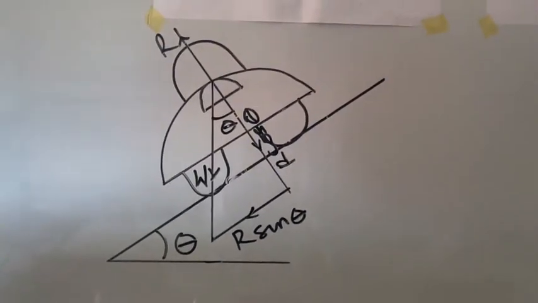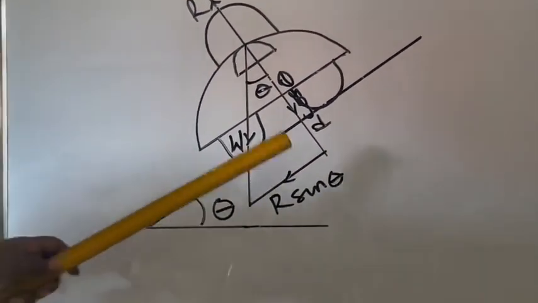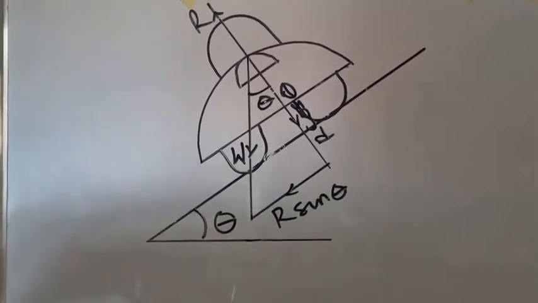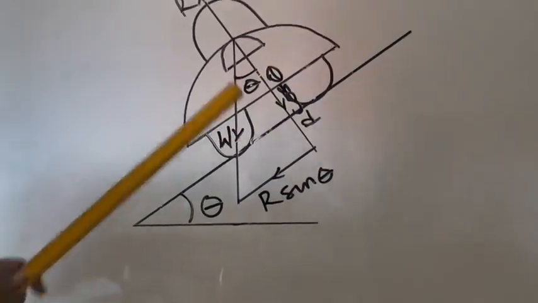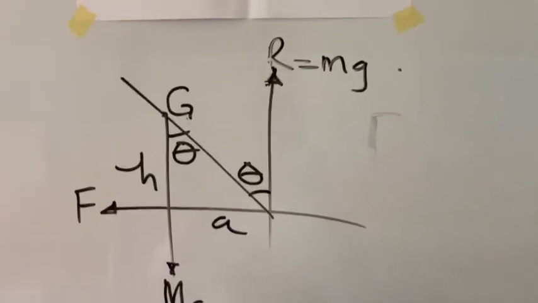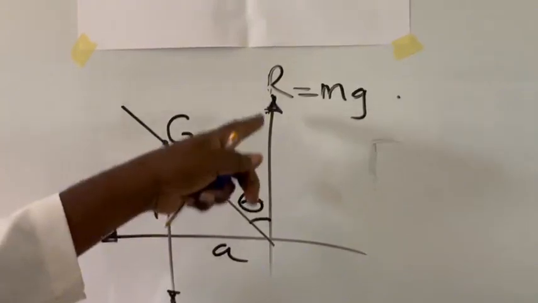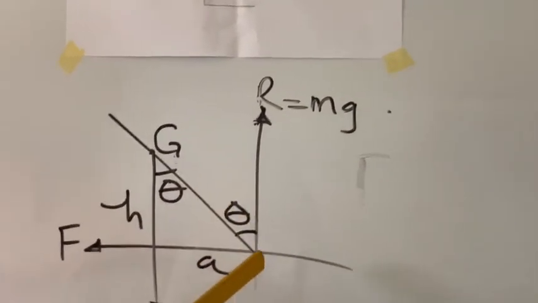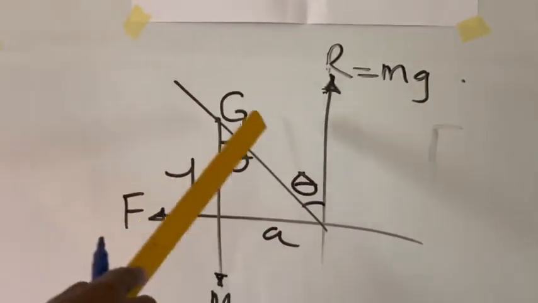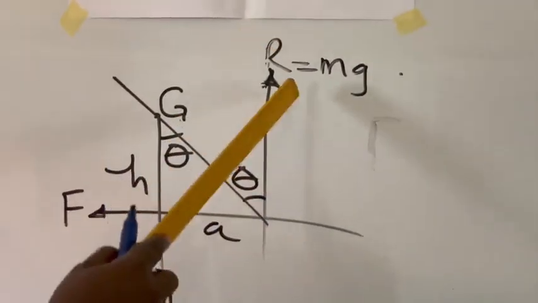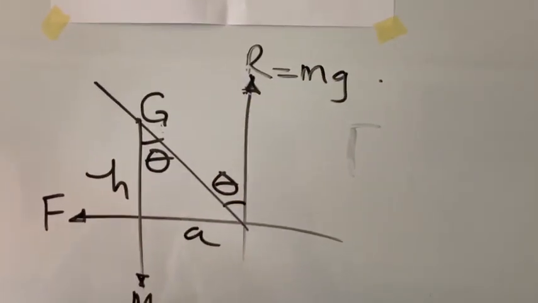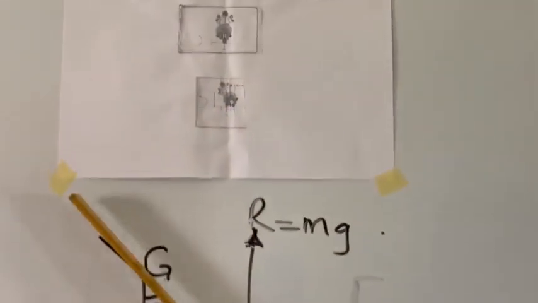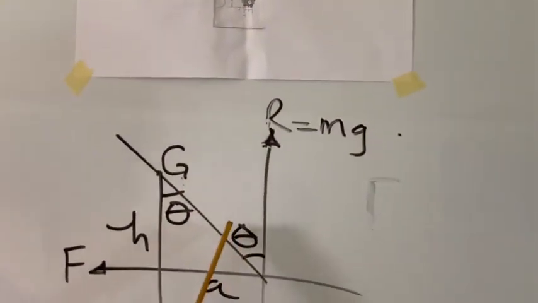Now, what will happen if there was no banking? What will happen if there was no banking and the vehicle tries to round the bend at a high speed without leaning inwards? I simulated a force diagram, and this is the case where the motorcyclist was trying to go around the bend without tilting inwards. Now we have the normal reaction on the road, R is equal to mg. Now look at this case B, where he now slants at an angle theta.